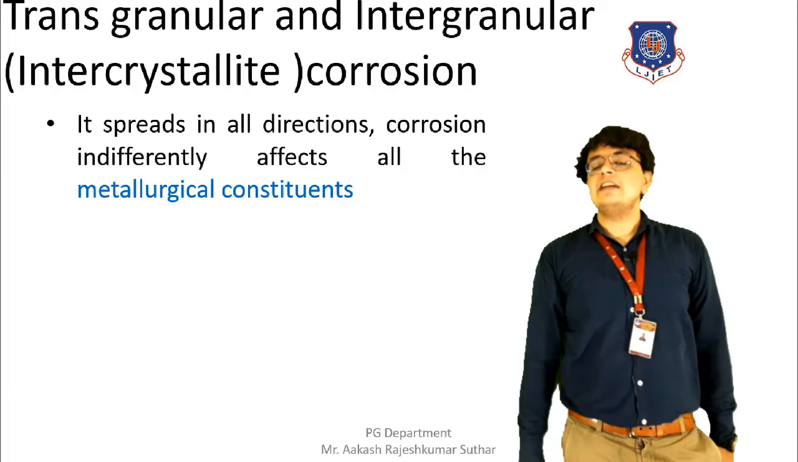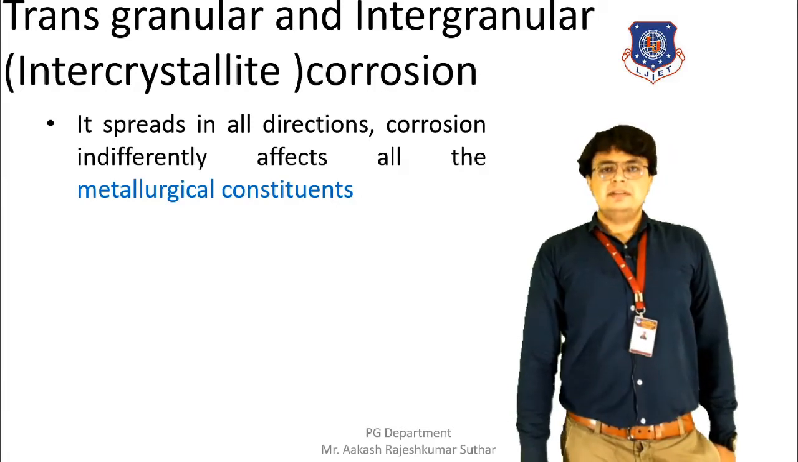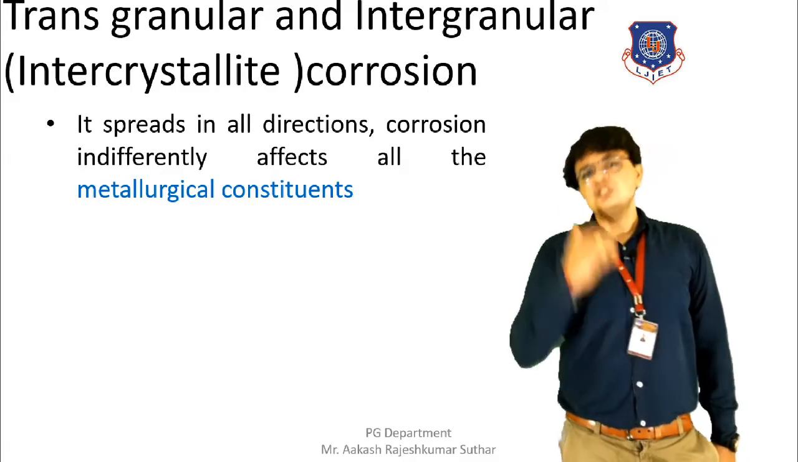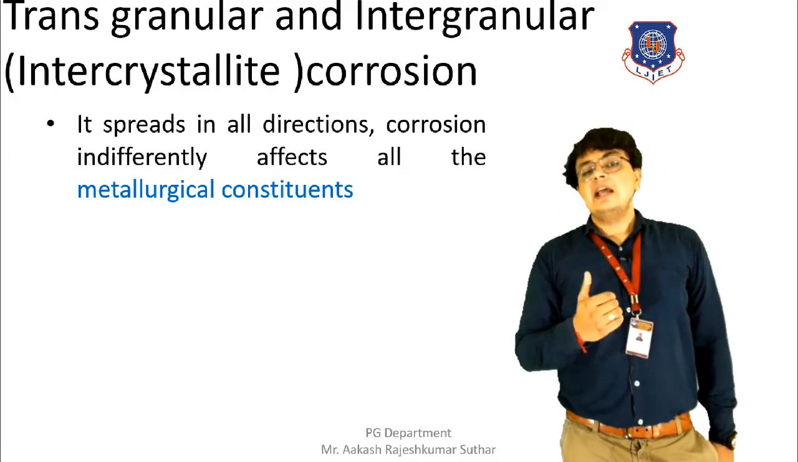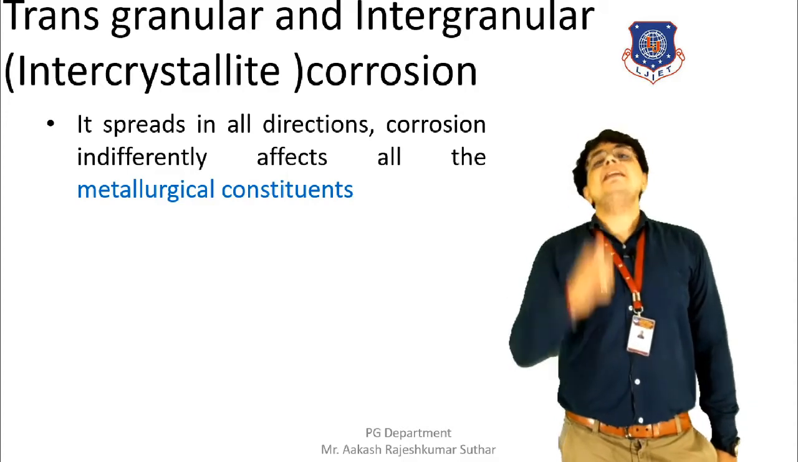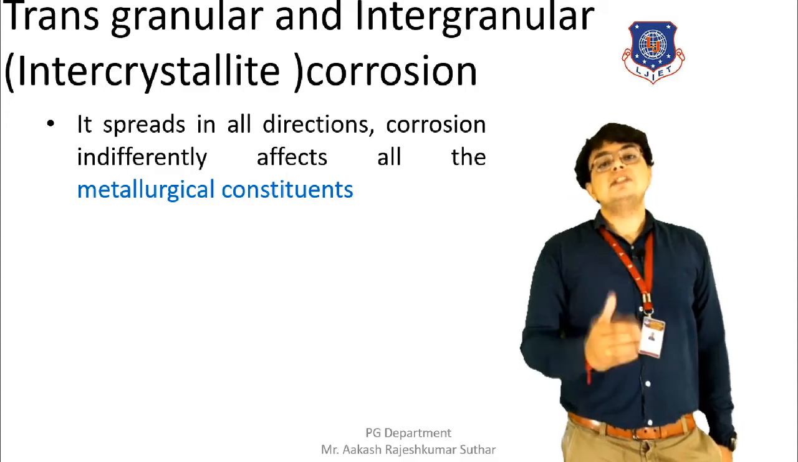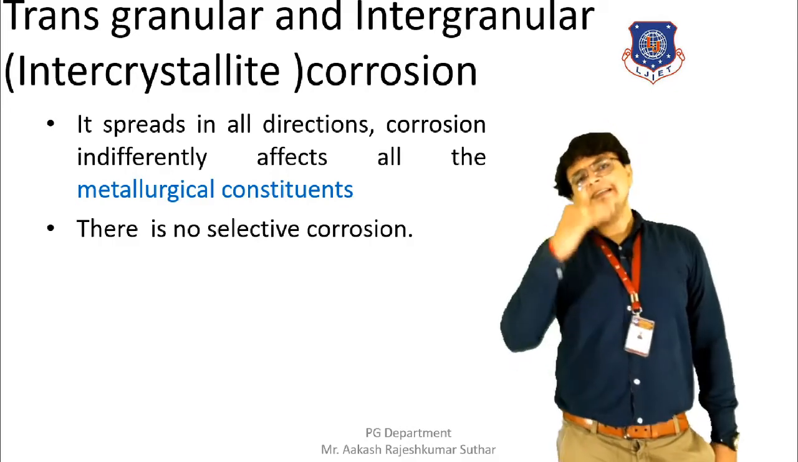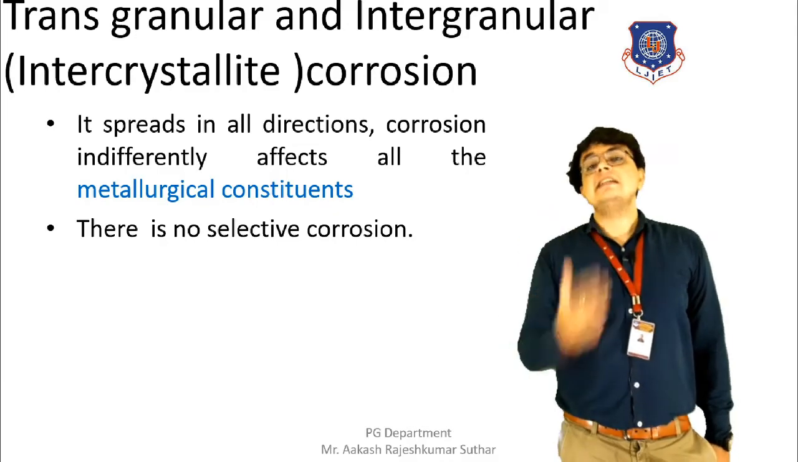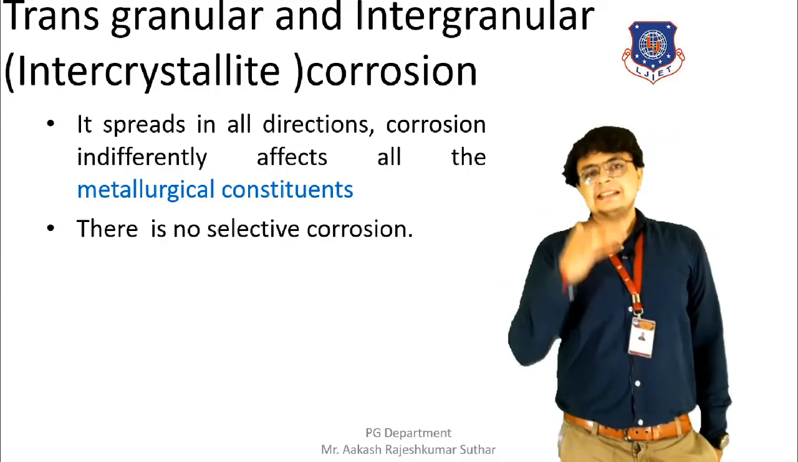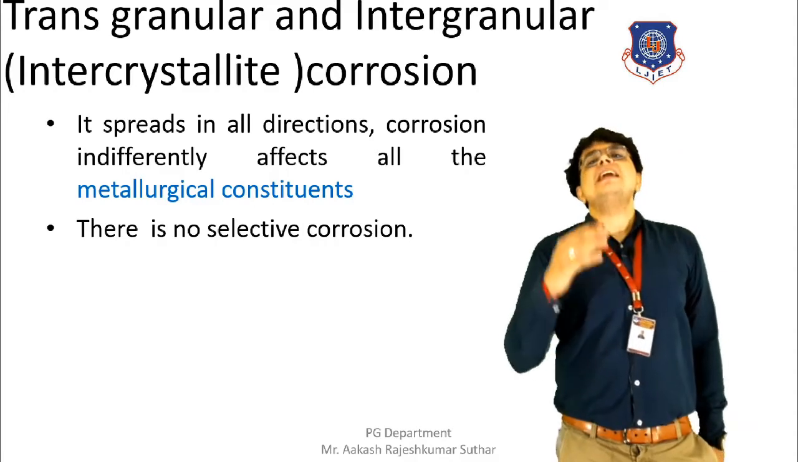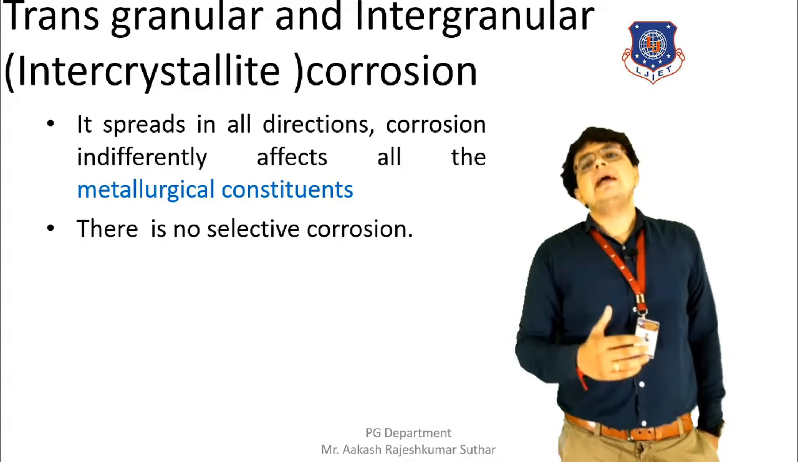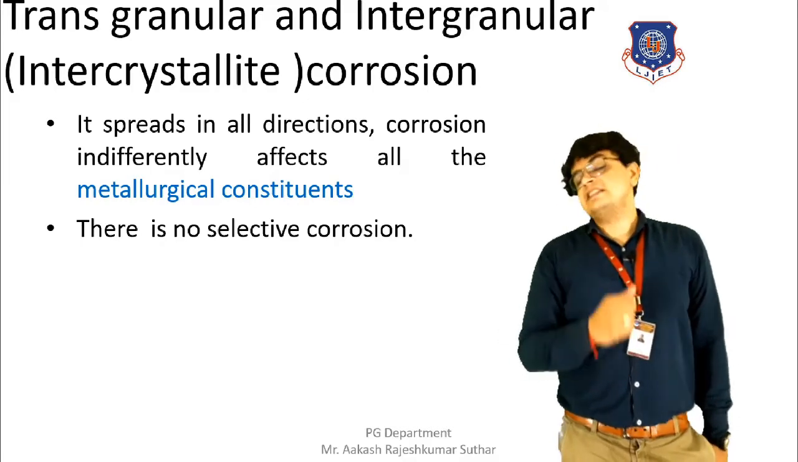or the intragranular corrosion. This is a different type of corrosion. This is spreading in all directions and it is indirectly affecting the metallurgical properties of the metal. It is not a selective type of corrosion, but the thing that differentiates it from the others is the spreading. This type of corrosion spreads in all directions. Over each and every granule of the metal will be affected by this type of corrosion.